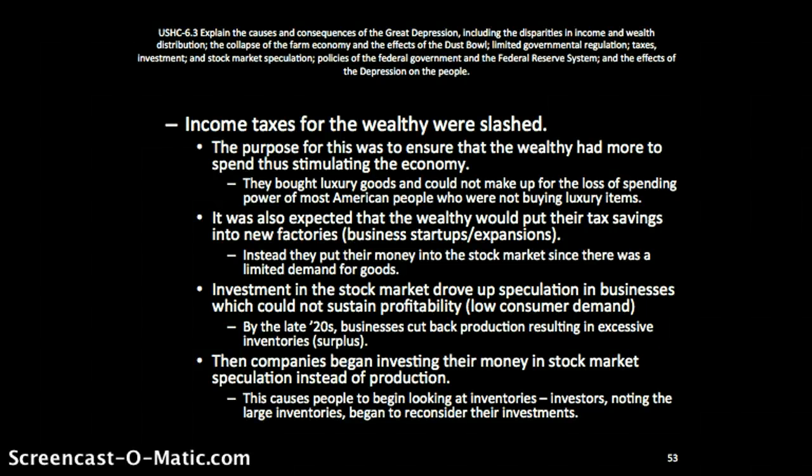The idea of that is that you cut income taxes for the wealthy, and that's going to help stimulate the economy because the rich are going to have more money to spend. They also expected that the wealthy would put their tax savings into new factories, but really what these business owners did, instead of spreading their wealth down to the lower classes, was put their money into the stock market so they could make more money. And so investment in the stock market drove up speculation in businesses, and the problem was they couldn't sustain that profitability. And so businesses ended up cutting back production, and they had huge surpluses, and these companies began to invest their money in the stock market and speculation instead of production.